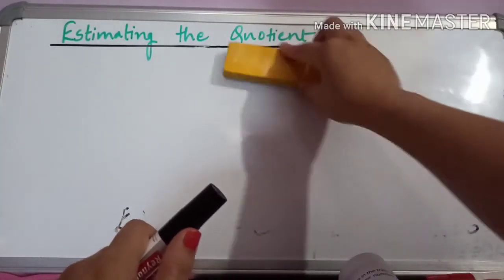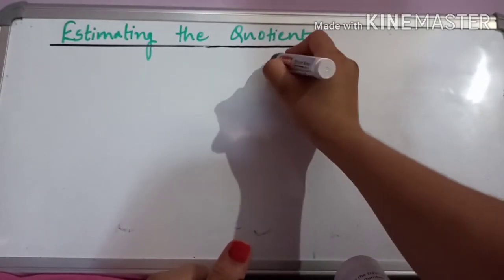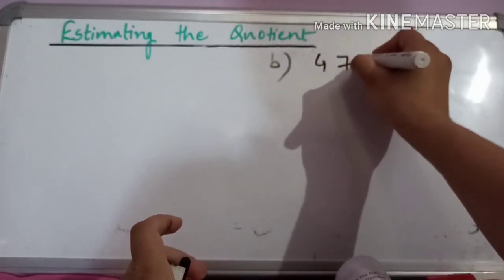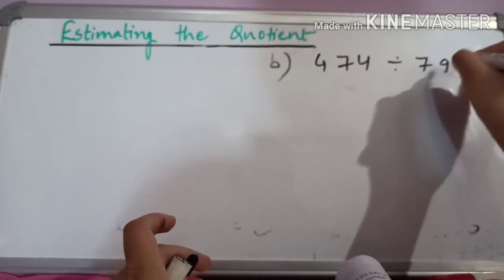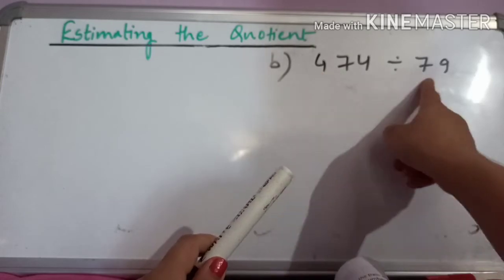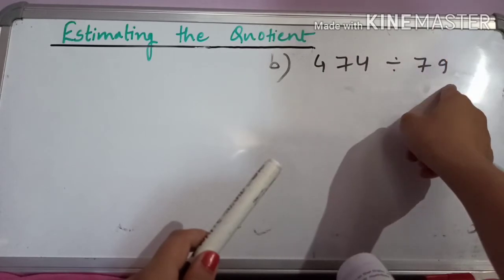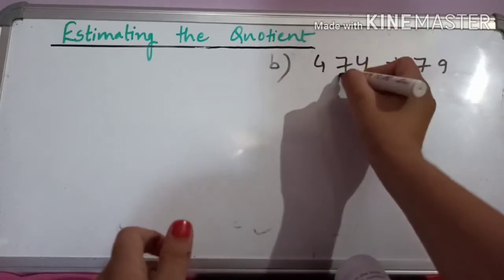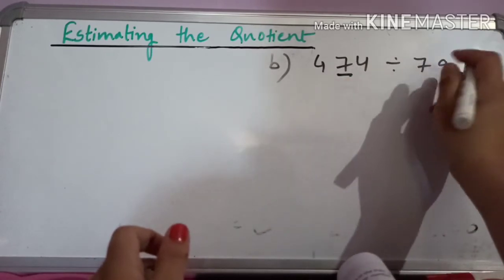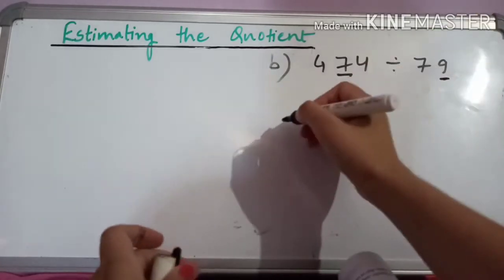Let's take an example. B part. 474 divided by 79. Again, first we'll round off these numbers, and we know that for rounding off we'll see the last place value. Here the last place value is hundreds. So we'll round this number to nearest 100 and we'll round this number to nearest tens. So for rounding this number to nearest 100, we'll see the digit at tens place, and for rounding this number to nearest tens, we'll see the digit at ones place.